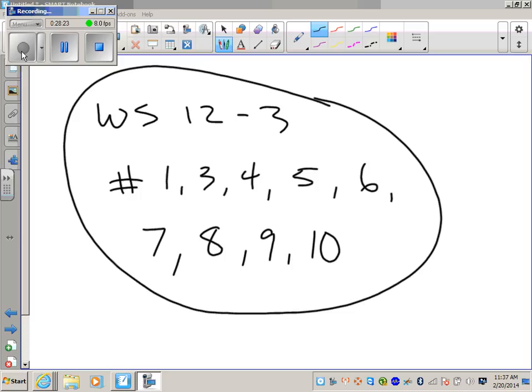So essentially 1 through 10 except for number 2.